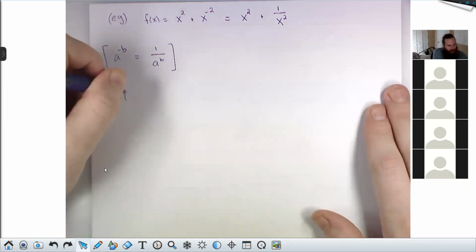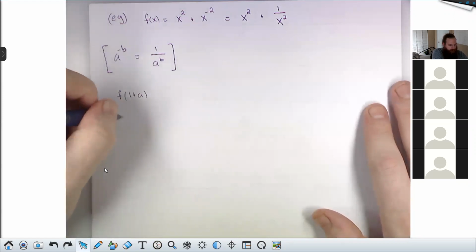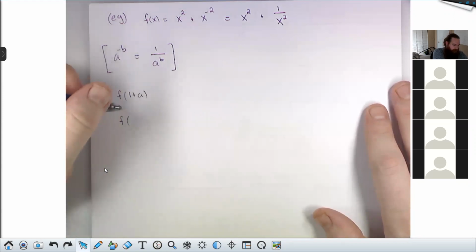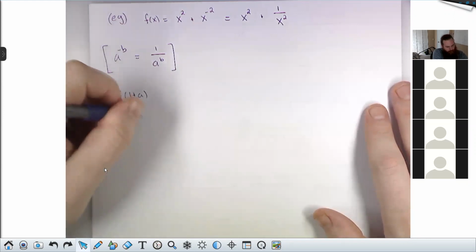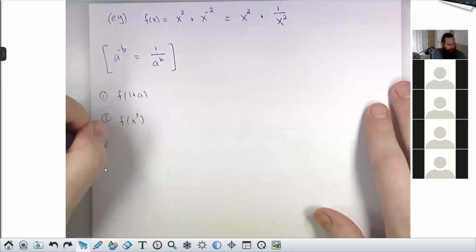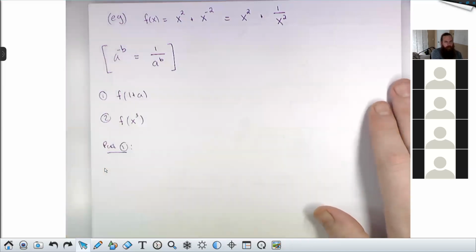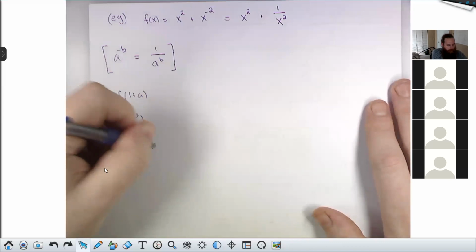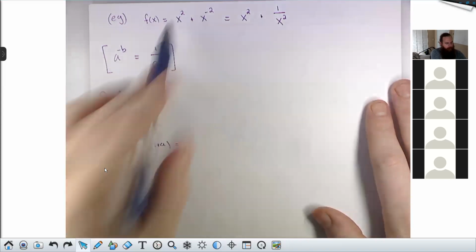Let's see if we can compute a few nice things here. Let's find f of 1 plus a, and let's find f of x cubed, like this. So, 2 parts. For part 1, if I wanted to find and simplify f of 1 plus a, I would start by everywhere there's an x, writing 1 plus a instead.